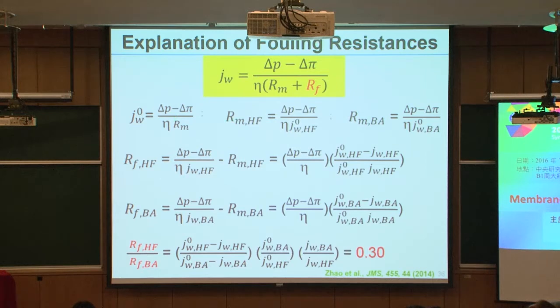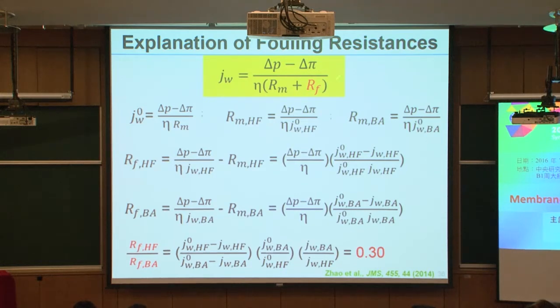And then with very simple algebraic manipulation, we can derive the ratio of the fouling resistance for the high flux membrane, this term over here, versus the basic membrane, the same term over here but for the basic membrane, and end up with this. All of those are quantities that we can measure. Then we plug them in, showing that the fouling layer resistance for our high flux membrane is only 30% of the original basic membrane. So it means the fouling resistance is reduced significantly.